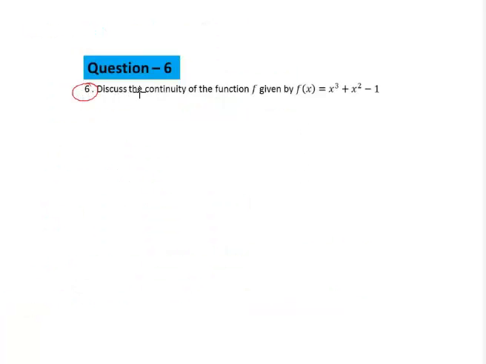Okay, now next question. Discuss the continuity of the function f given by f of x equals x cubed plus x squared minus 1. So this is a polynomial function, and for any value of x you put, we will get the corresponding f of x value. So f is defined for all real numbers.